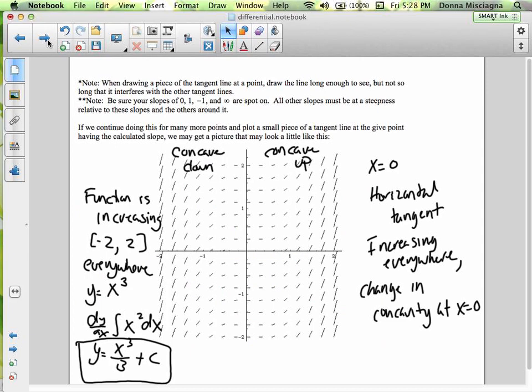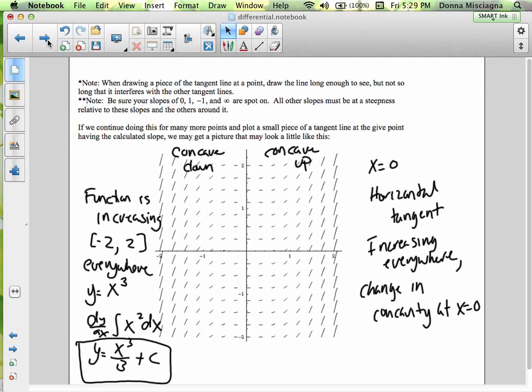These are some notes on the problem from 2 slides ago and on the last podcast. We've already seen this, because I already drew this one as well. However, it did have some nice important points: be sure your slopes of 0, 1, -1, and infinity are spot on. Infinity means that you have a vertical line. Those should be very clear. All the other slopes must be at a steepness relative to those slopes and others around it, because it's harder to draw those without reference points. If you're drawing a line on a coordinate plane between 2 points, you can draw a slope of 2. But when you're trying to draw a piece of tangent line with a slope of 2, it's not as easy.